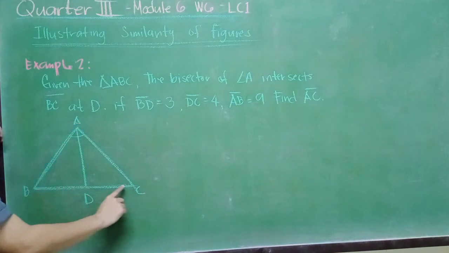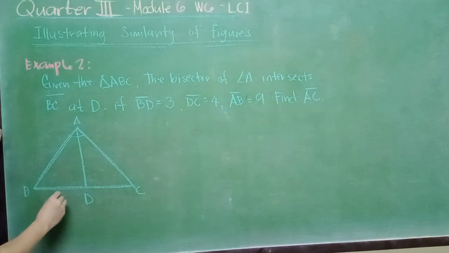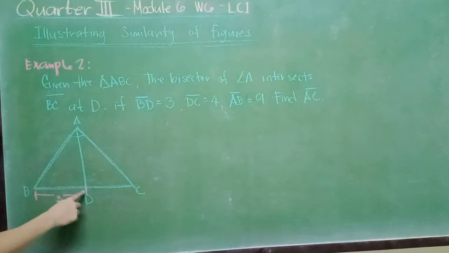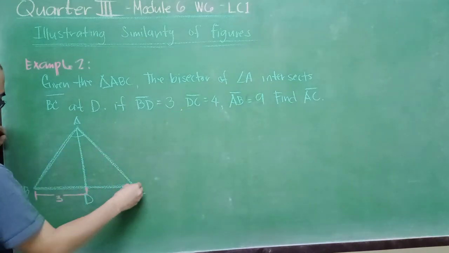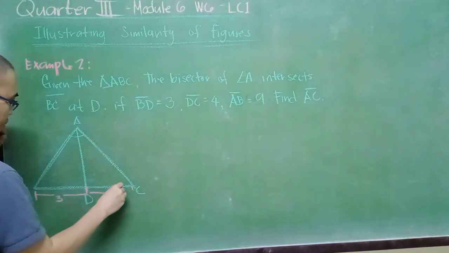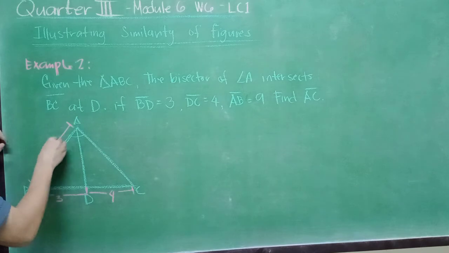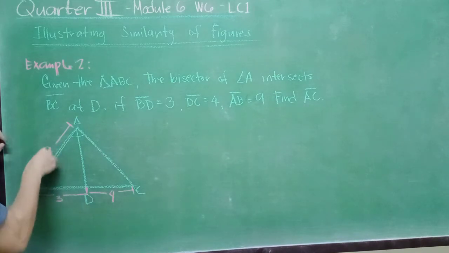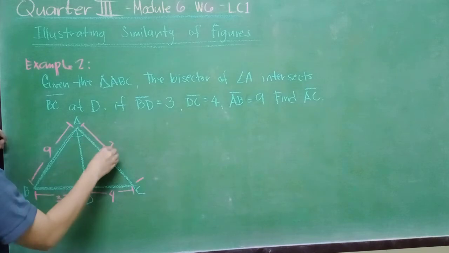intersects side BC, and then BD is 3 dito hanggang dyan. Ito yung BD natin, which is 3. DC, which is 4. And then AB, this one, is equal to 9. And AC.